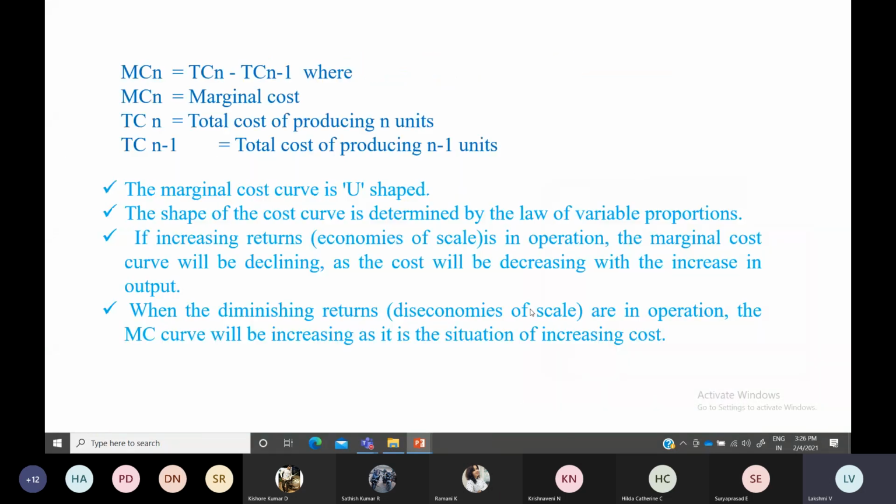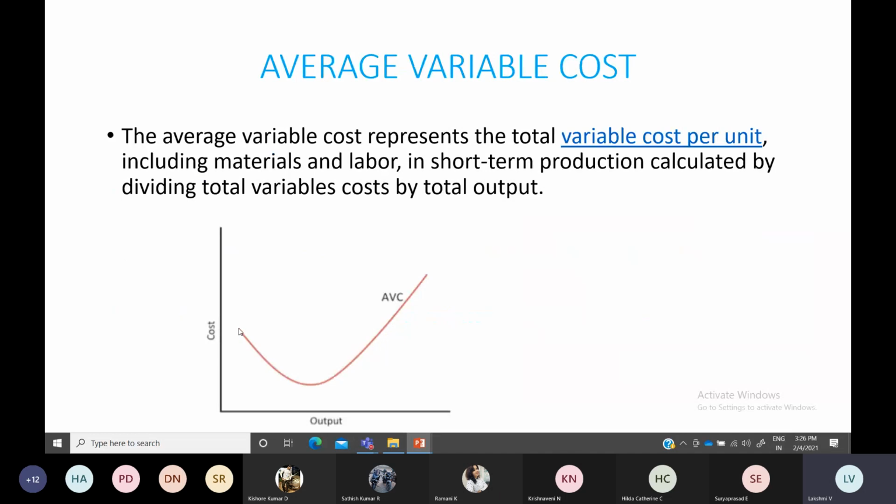So that's what has been given here also. Starting it was more, then it started to decrease, then a minimum point it has reached and again it started to increase. So this will happen when you have increasing returns, diminishing returns. We have already gone through all those things.